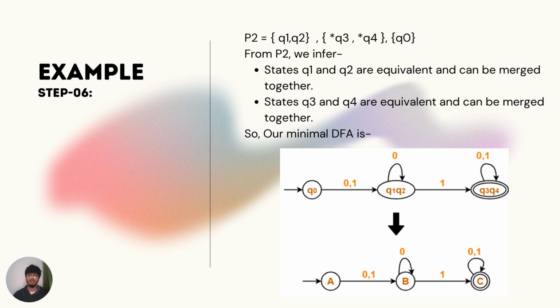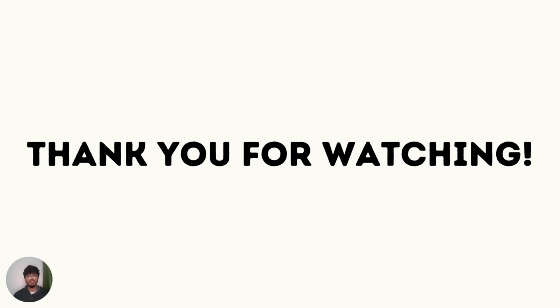When Q1, Q2 gets the input 0, it comes back to itself, and when it gets the input 1, it moves on to the final state Q3, Q4. Q3, Q4 on both the inputs, that is 0 and 1, come back to themselves. We can then condense these, like by assigning Q0 the symbol A, Q1, Q2 the symbol B, and Q3, Q4 the symbol C. With this, I would like to end my video presentation on minimizing DFAs.